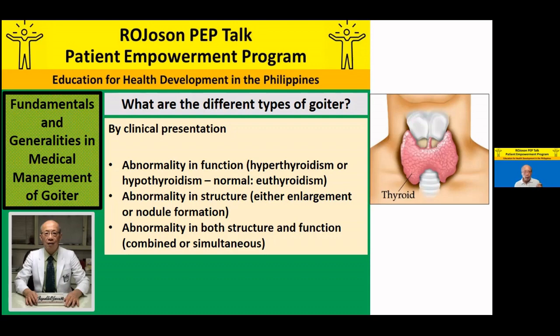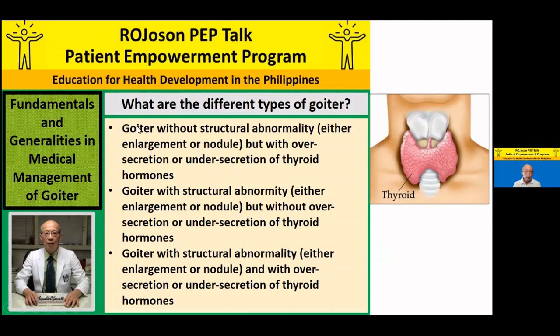Abnormality in structure is another type of clinical presentation. Okay, as I said, it can either be enlarged, in which the whole thyroid gland is increased in size, or there are nodules. Okay. So the other one is a combination of abnormality in both structure and function. So this is one of the categorizations of the different types of goiter. So when you have abnormality in the thyroid gland, you call it goiter right away. So there is such a thing as goiter with no structural abnormality yet, no enlargement, no nodule, but there could be over or under secretion of thyroid hormones. So this is one situation.